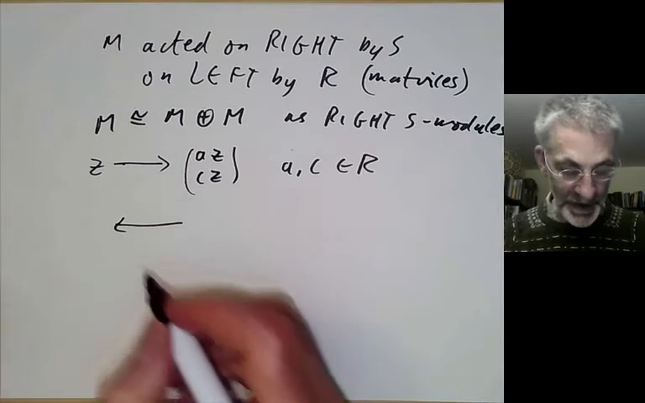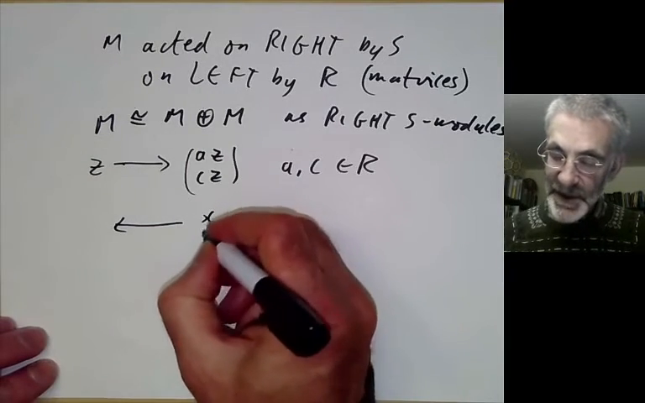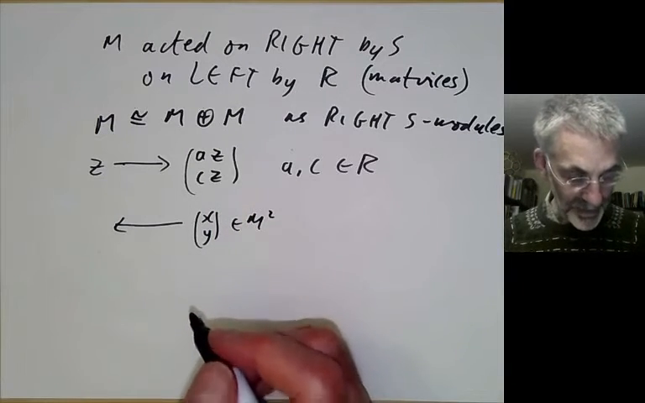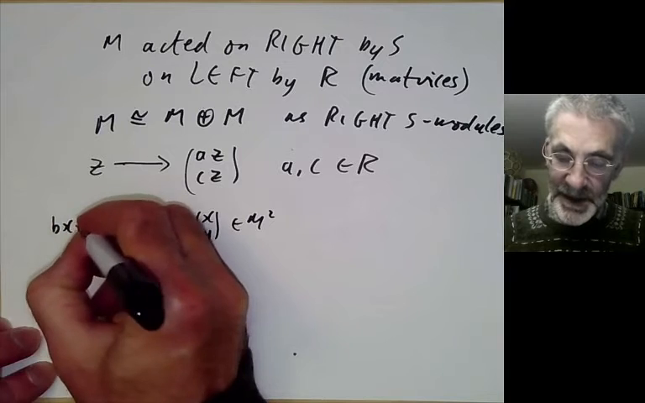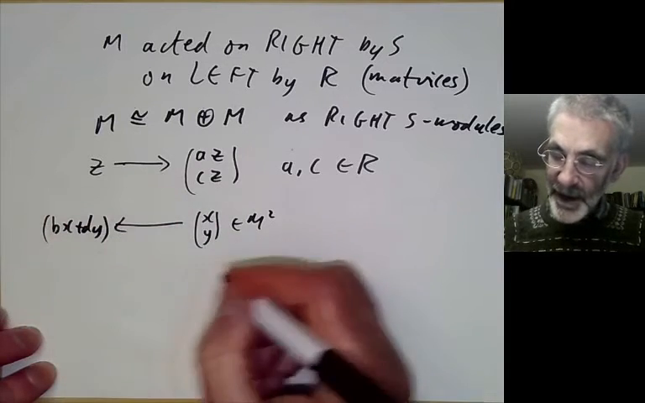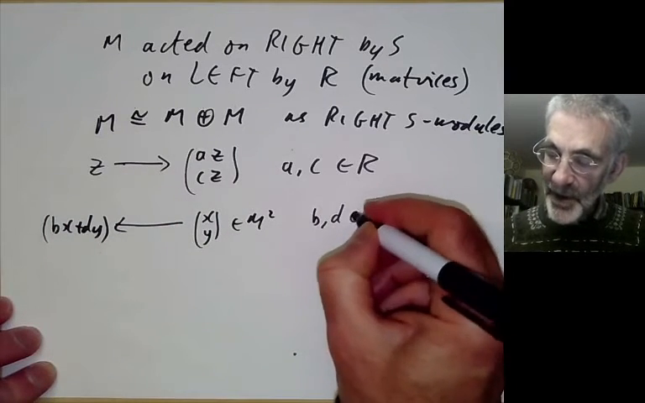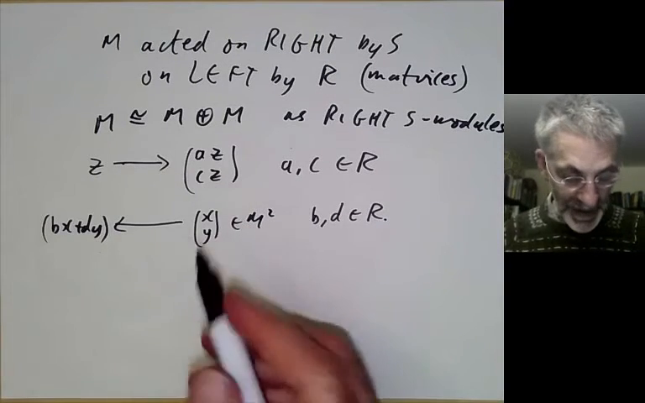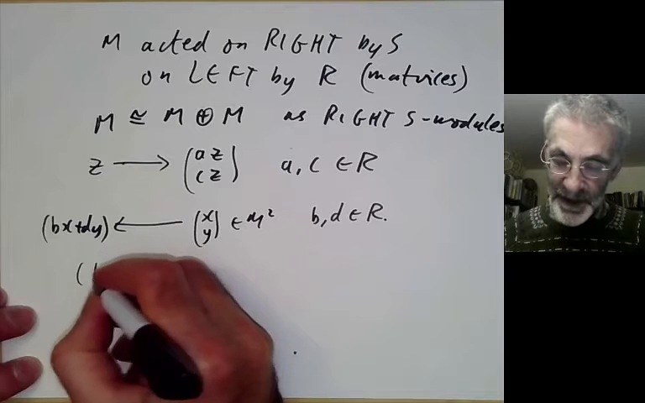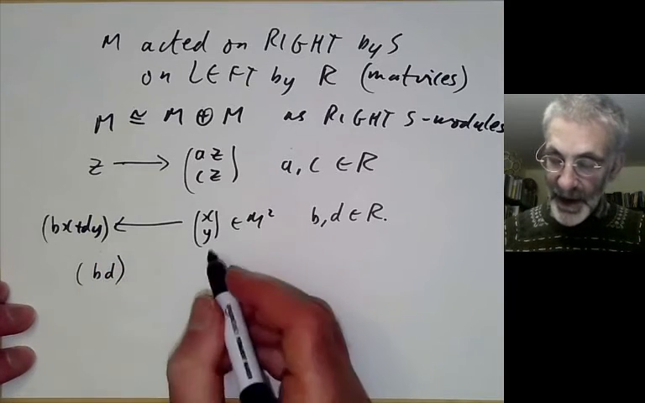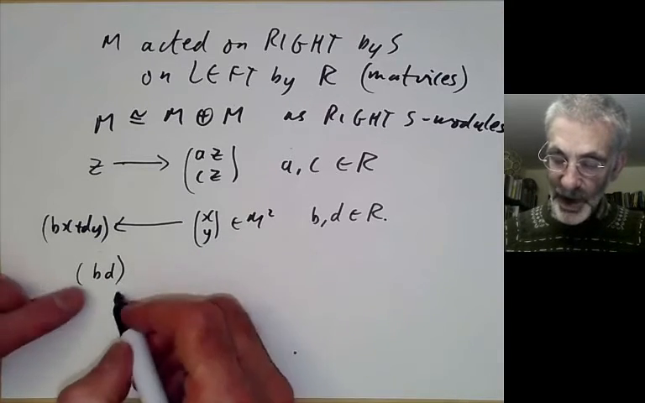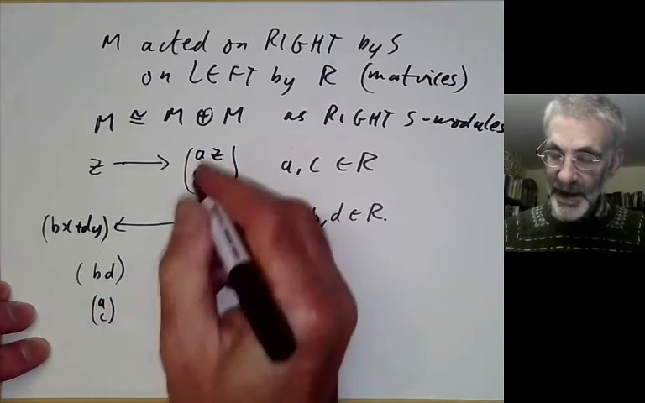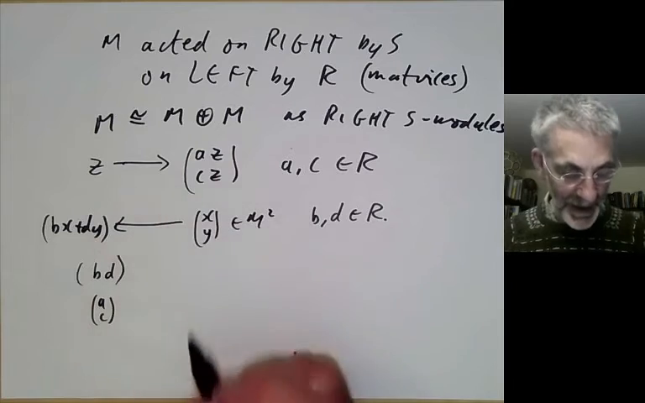In other words, they're elements of R. On the other hand, the linear transformation back in the other direction must take some element xy in M squared to bx plus dy. Here again, B and D are now in R. So what we really have are two matrices. We've got a matrix BD acting on xy, and we've got another matrix AC giving the linear transformation in the other direction.